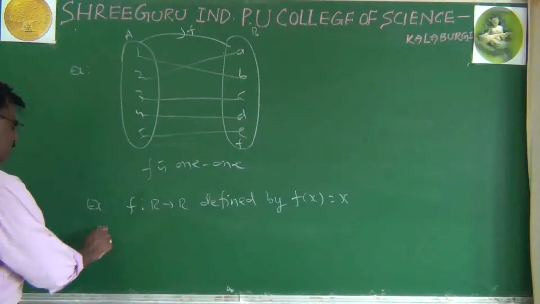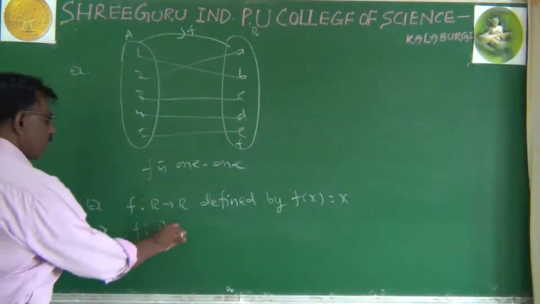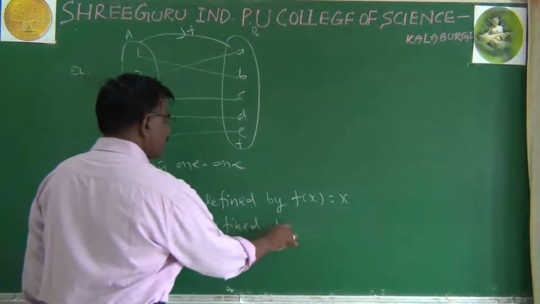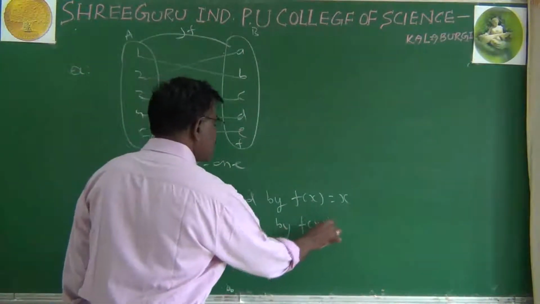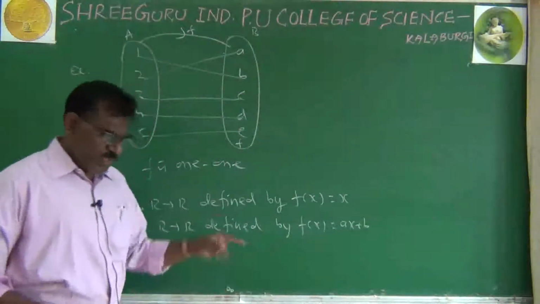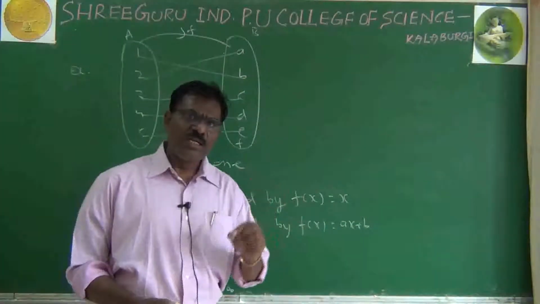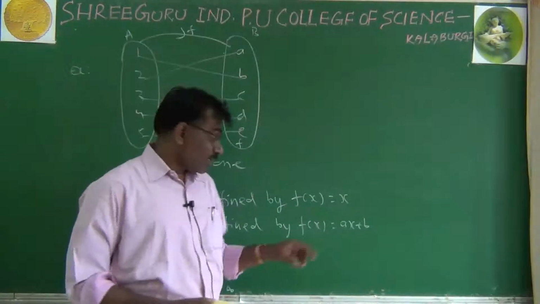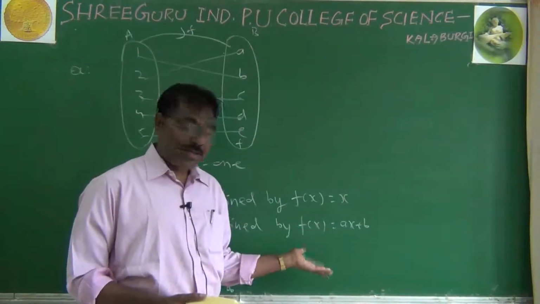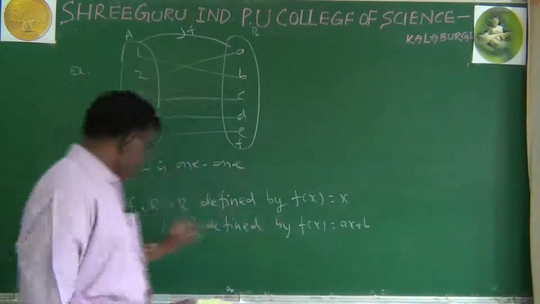Another example, f from R to R defined by f of x equal to ax plus b. So ax plus b is called a linear function. What is linear? The degree of x is 1. So, linear function f from R to R.